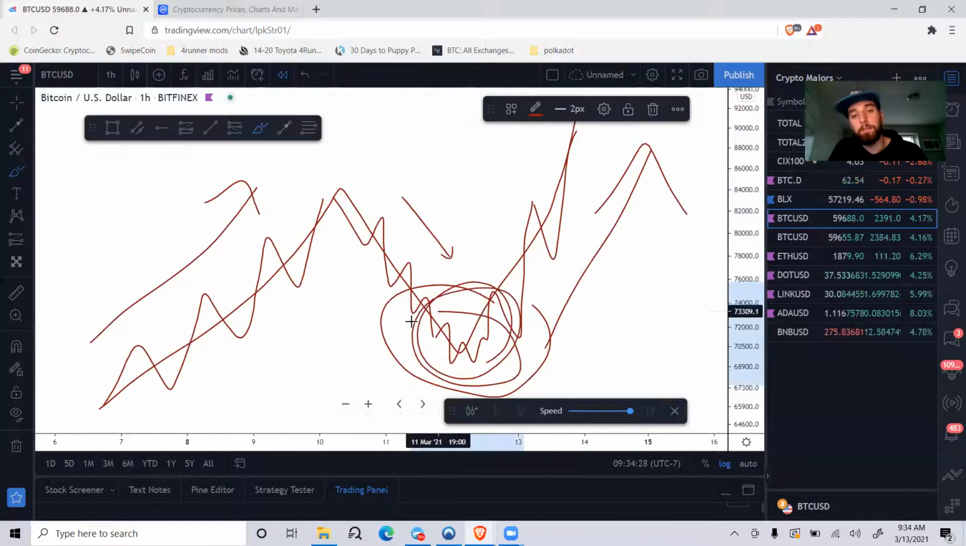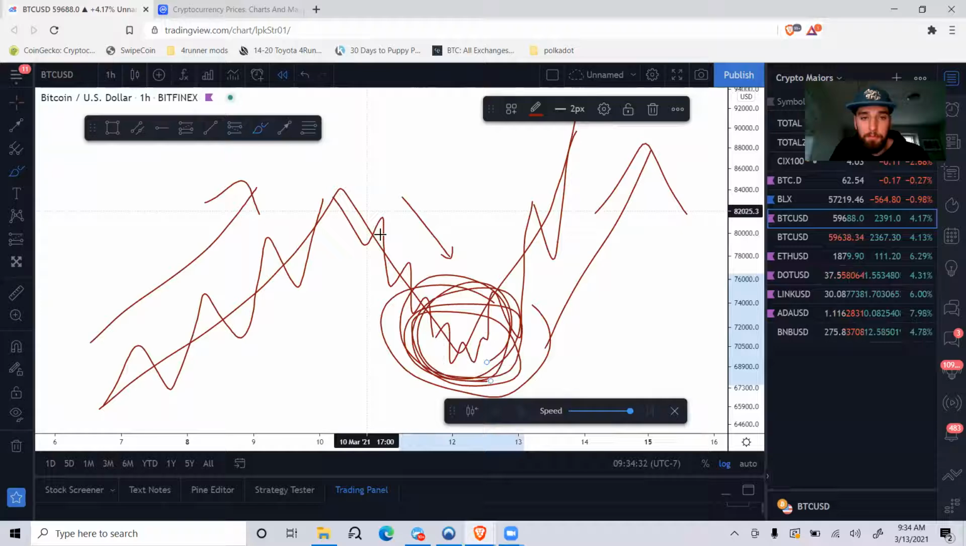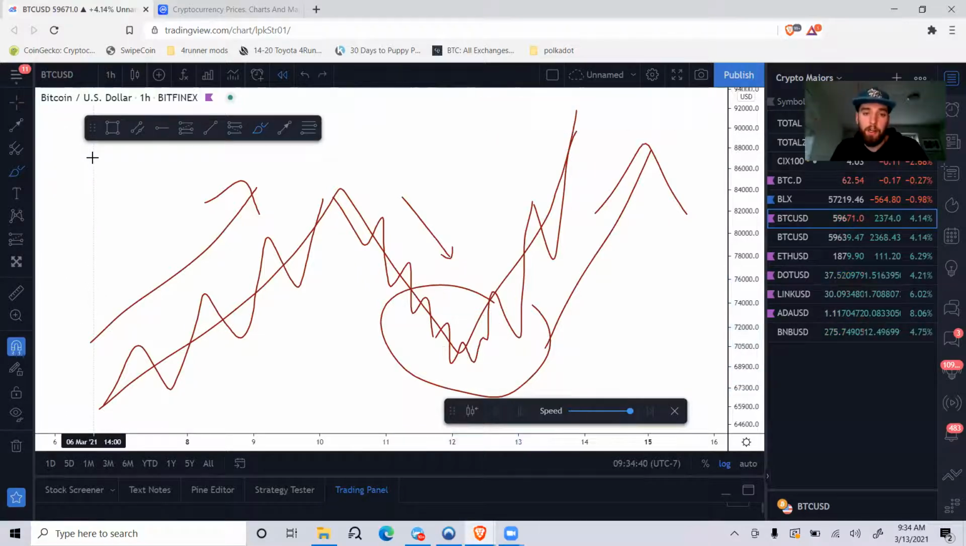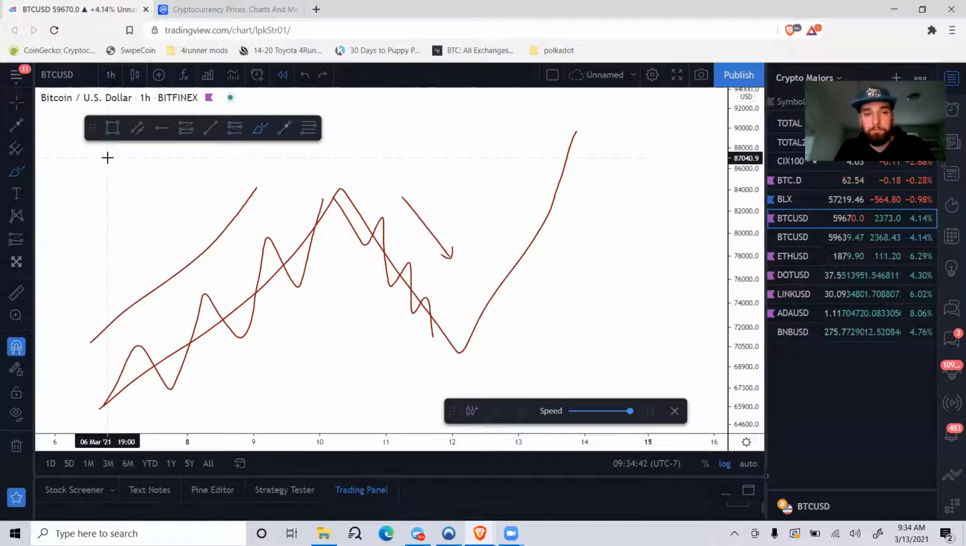This is what I'm going to show you guys how to identify, because if you can identify the smaller time frame break of structure within the bigger time frame structure, those are the golden opportunities in the market.